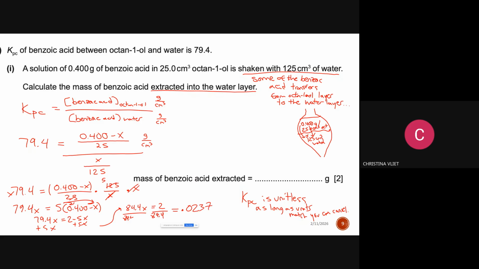What does that represent? What does that mean? What does x represent? How many grams went into the water layer? Isn't that what this is asking for? Because it's how much was extracted, how much came out. This is the answer, 0.0237. 2 marks.